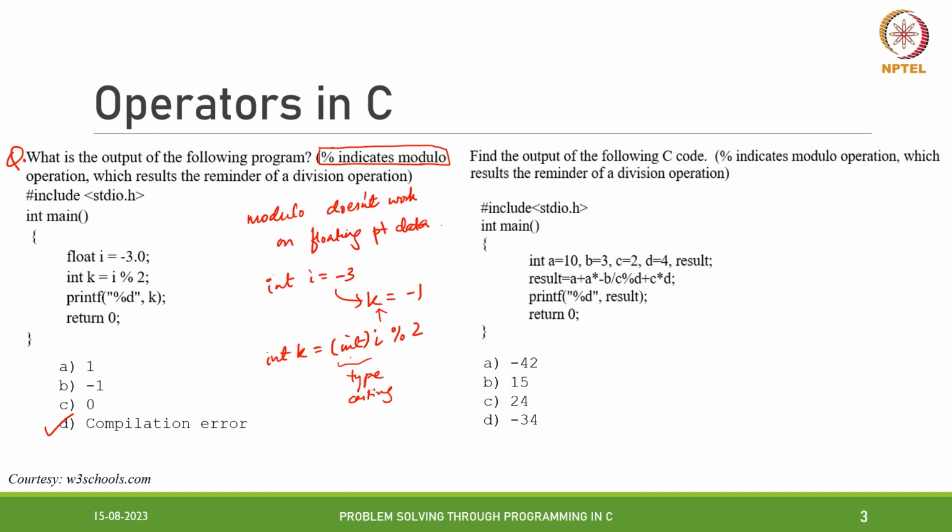That is one way. Or you can define I as an integer directly instead of typecasting it. So either way, you will get k equals -1. But here, because you are trying to do a modulo operation on floating point data, you will get a compilation error.